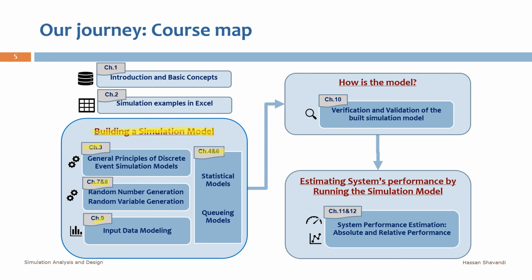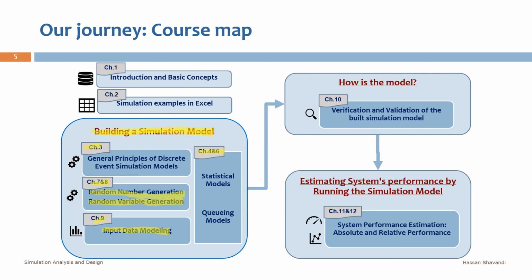So in chapter 3, you'll learn the general principles of discrete event simulation models. And then in chapters 7 and 8, we will have the random number generation methods and also random variable generation methods. And then in chapter 9, we'll learn how we can model the input data. Okay, so let's assume that after these chapters, you're able to build a model.